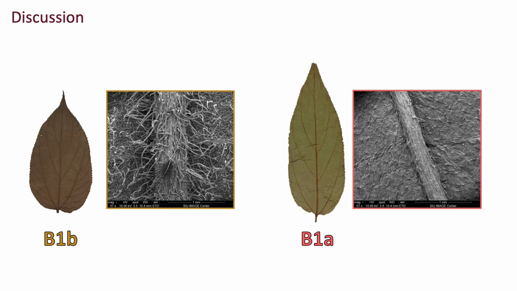When we look at trichome morphology, we can see that these are pretty distinct too. Again, these are hairs on the abaxial surface of the leaf. B1A has shorter, more sparse, appressed hairs, while B1B is very hairy, with tomentose hairs covering the entire bottom surface of the leaf, and they're very fuzzy.